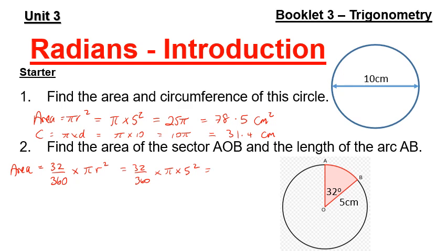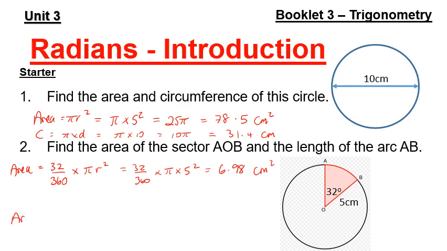So on the calculator, 32 out of 360 times by pi times by 5 squared. You can leave it in terms of pi if you want to, it's 20 over 9 pi, or as a decimal it would be about 6.98 or 7.0 if you want to do one decimal place.